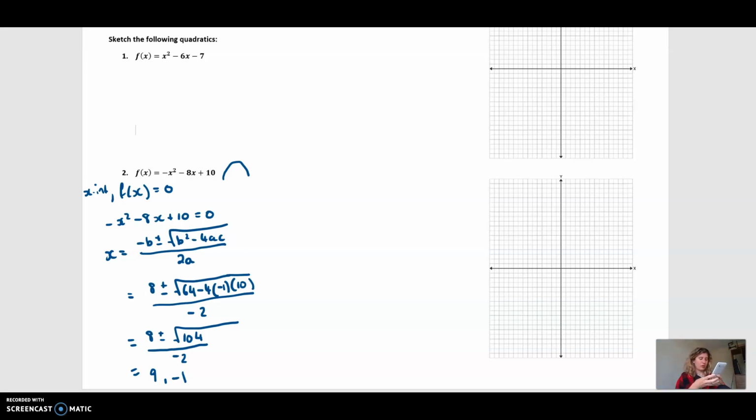4 goes into 104 26 times. So that would be 8 plus or minus the square root of, 8 plus or minus 2 root, and that's the 2 because you've taken the 4 out, 2 root 26 on -2. Okay, and then you could divide that through if you wanted to. But because we're graphing, we want to know where it fits in relation to whole numbers. So we don't really want surds in our answer when we're talking about graphing quadratics.